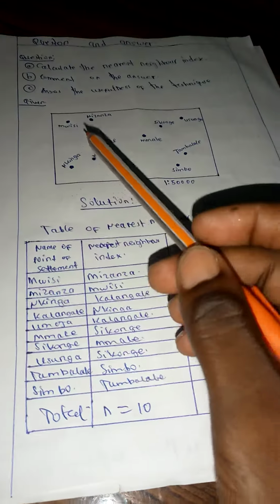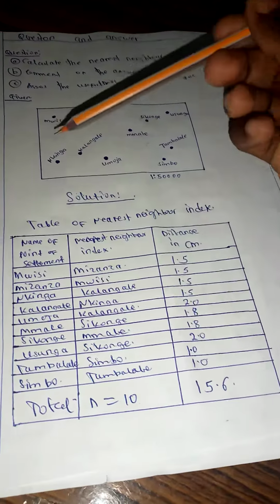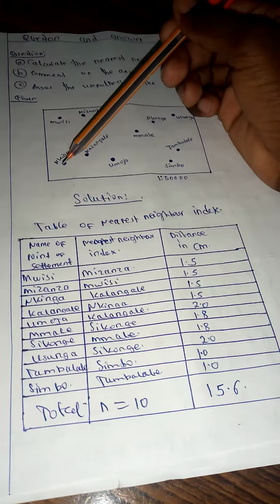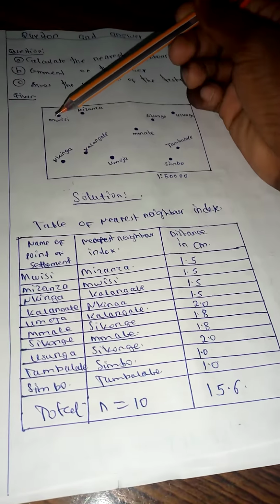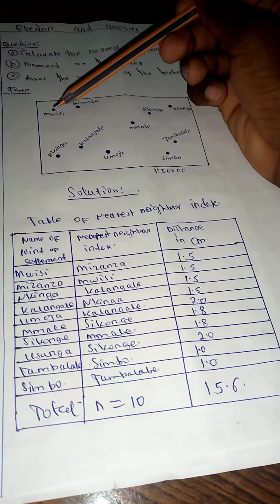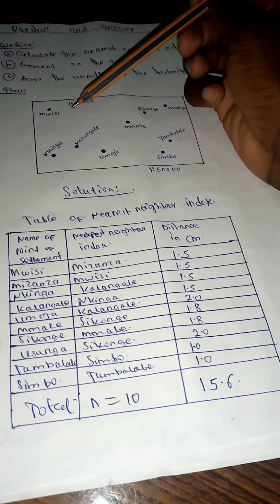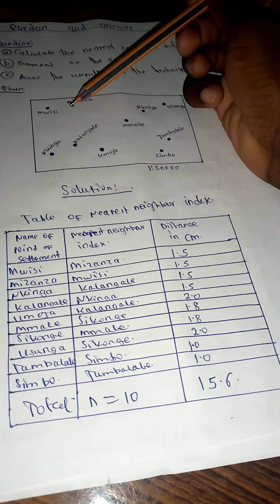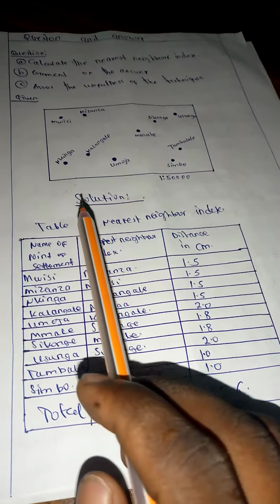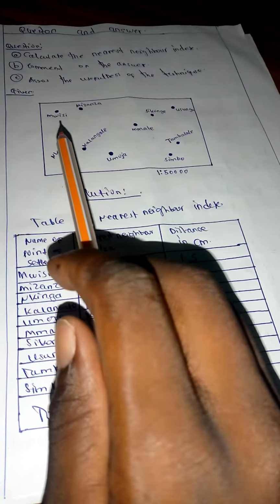Go directly to Mwisi. When you look at Mwisi here, we look at which point is near to this point. When we go here, the distance is very long compared with this distance. And also from here up to here, it is a very long distance. Now the nearest neighbor of Mwisi will be Mizanza. That's why here I have written Mizanza. And the nearest neighbor of Mizanza will be Mwisi.